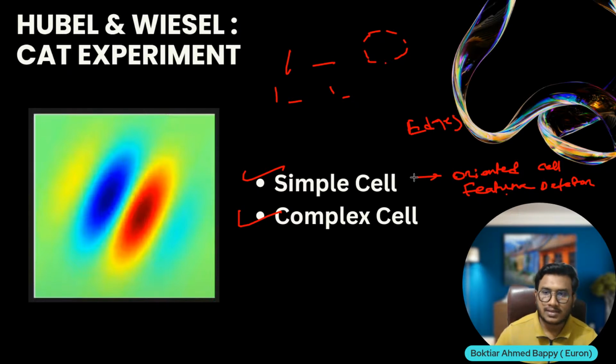And there is another cell called the complex cell. This cell can work on a bigger receptive field. A bigger receptive field means it can detect complex edges, that means bigger edges. Let's say if there is a circular edge, this particular cell can detect it. If there is a square shape, this particular cell can detect it. So that's how we have two kinds of cell in the brain: simple cell and complex cell.